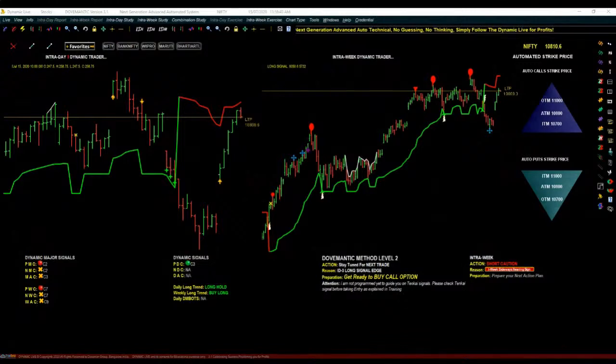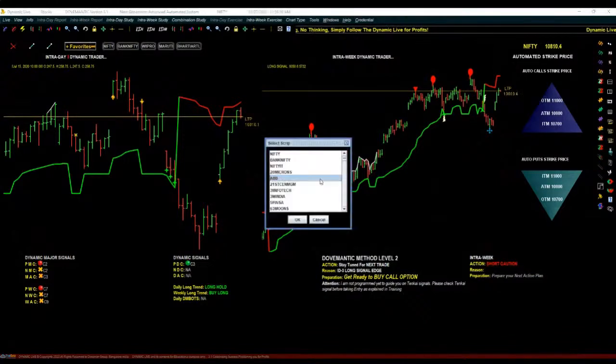So you would have exited the trade, but as of now it is asking you to wait until it tells you to buy a call option or a put option, and above that the preparation is telling you to get ready to buy a call option. So you have to be prepared for that. And let us check what's happening in Reliance.